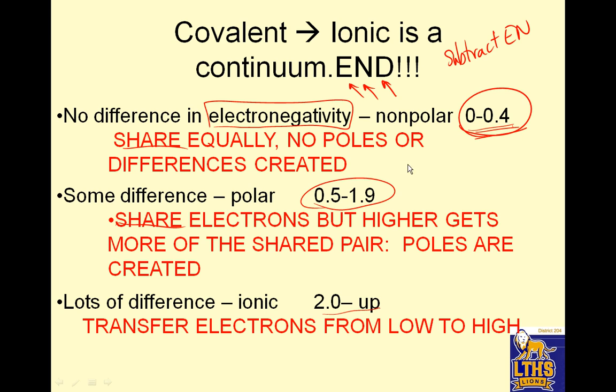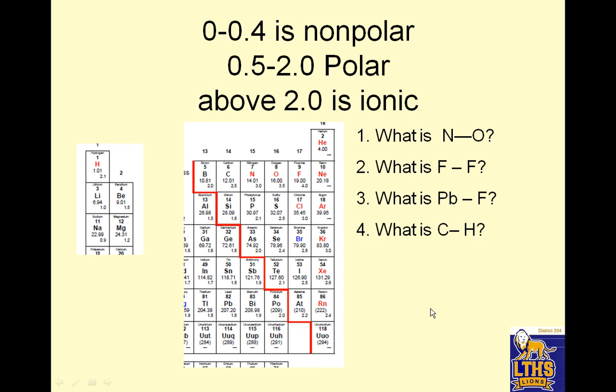Okay. So how do you get these numbers? Subtract electronegativities for the atoms in the bond. So just subtract one atom minus another, use the absolute value, and see if they're going to be sharing or transferring. Okay. So 0.4 or less, nonpolar, 0.5 to 2.0 polar, so these are the tweeners. This is equal or less than, this is greater or equal to. So what is NO? Well, NO is 3 minus 3.5, 0.5 difference, so that's polar.